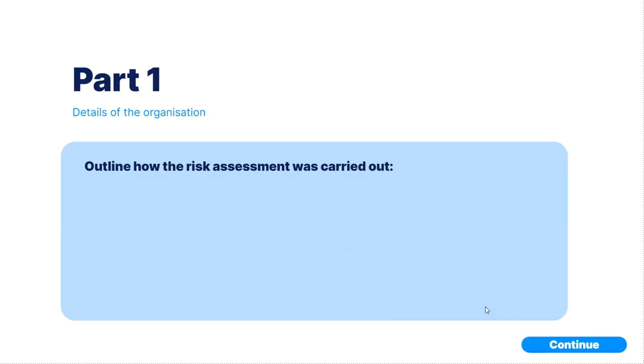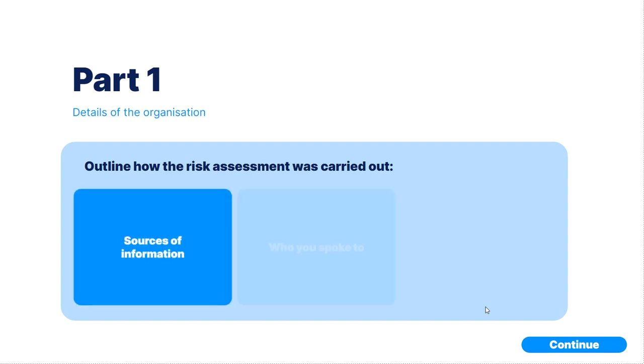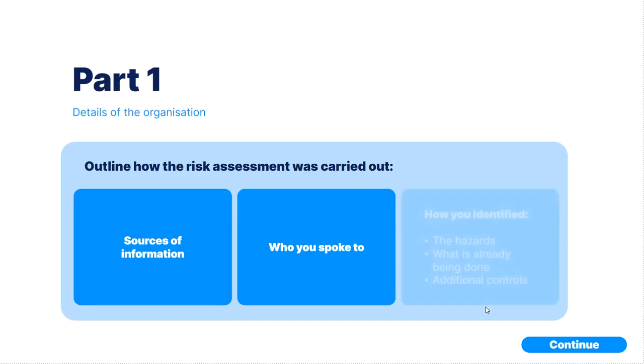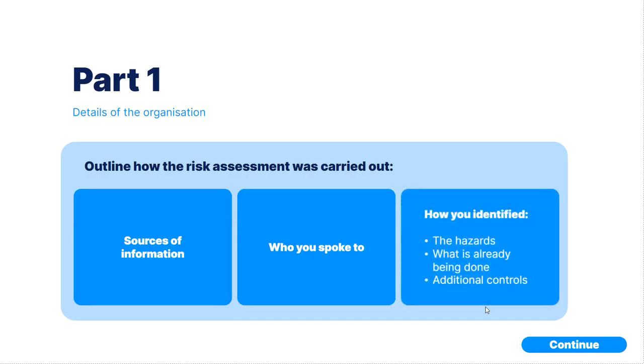When you come back to this section after completing the assessment, you must ensure that you separate and explain each point in detail based on what you did to complete this risk assessment. These points are the sources of information, who you spoke to, and how you identified the hazards, what is already being done, and additional controls.